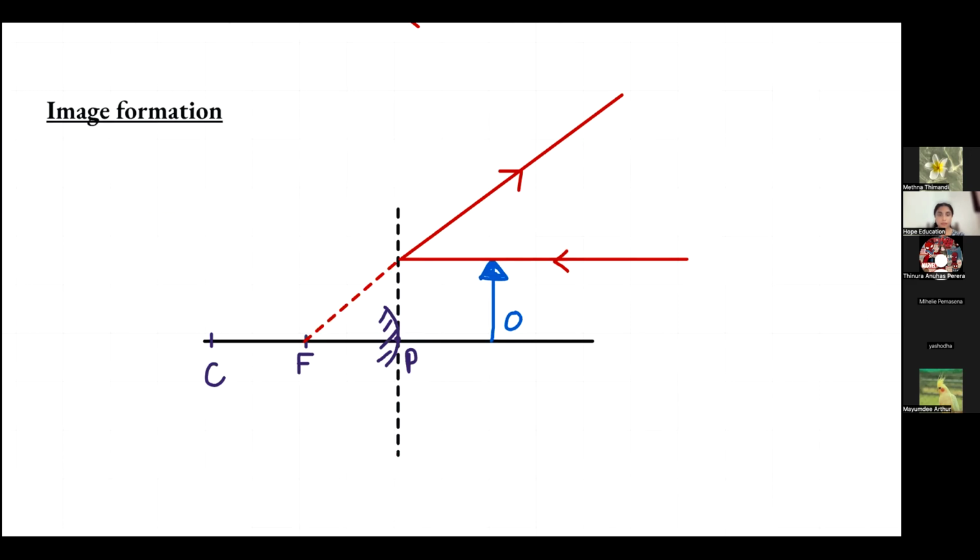I'm going to send a light ray like this, as if it is going towards the center of curvature. It strikes the mirror and it will reflect along the same path, like this.